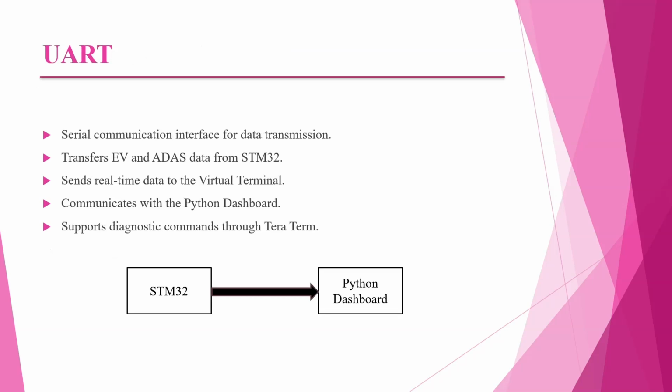So basically UART is a serial communication interface for data transmission. It transfers EV and ADAS data from STM32 and sends real-time data to the virtual terminal. It communicates with the virtual terminal and Python dashboard from the STM32.